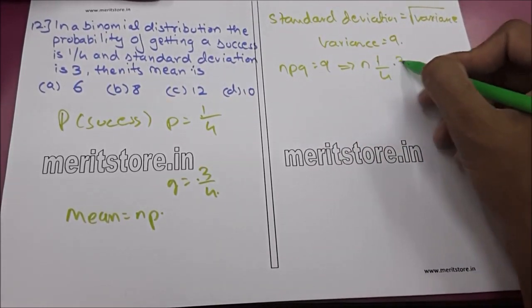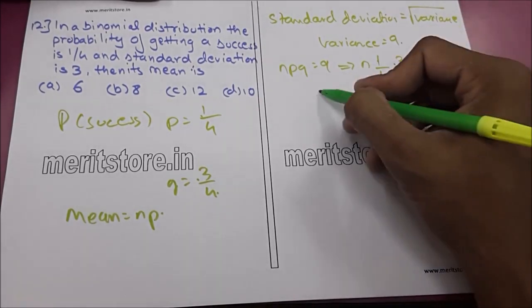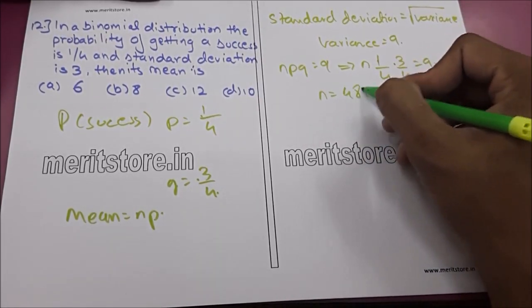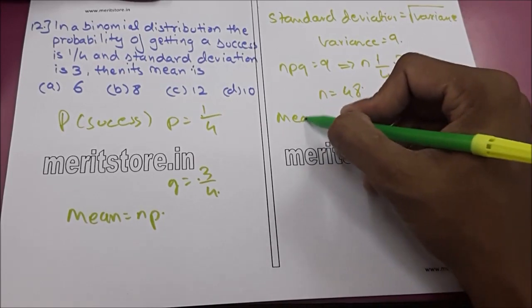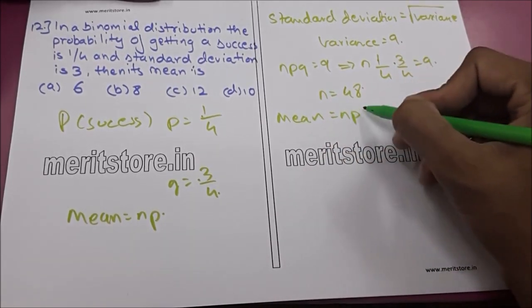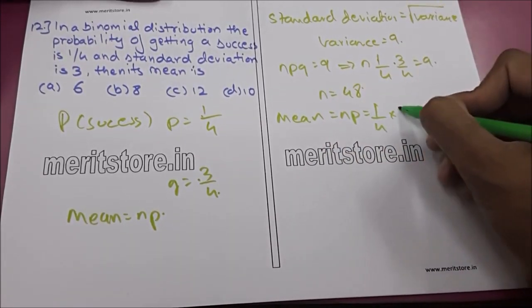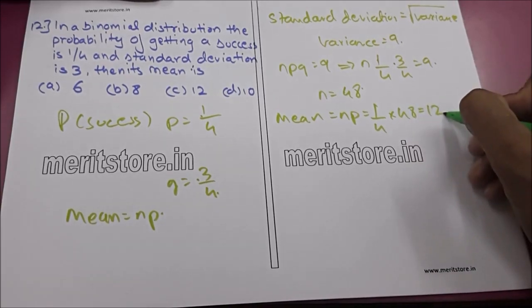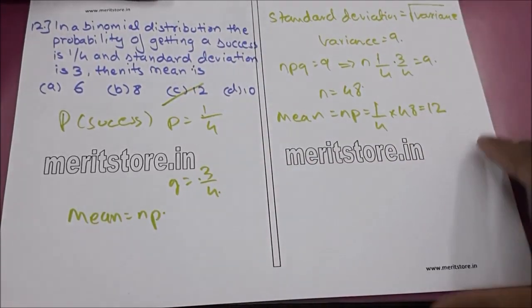We substitute the values, we get N is equal to 48. So for the mean, N into P can be written as 1 by 4 into 48, which is equal to 12, which is our option C. Option C is the correct answer.